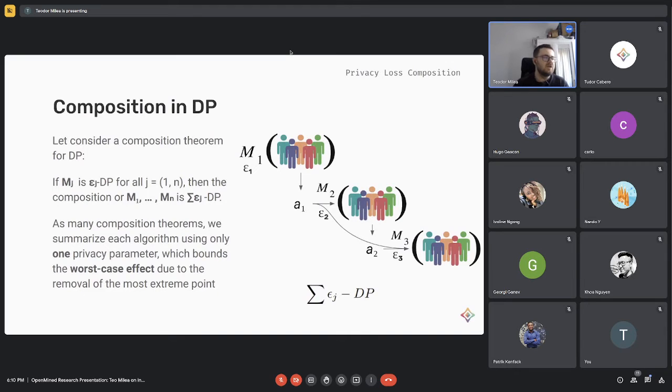So actually, considering just this worst case parameter, this worst case effect in our parameterization, what's happening is that we are consuming more privacy for the average data points, and that can be considered inefficient.